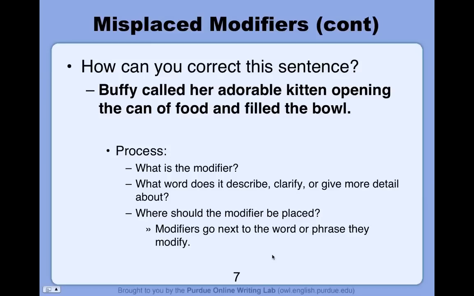Where should the modifier be placed? Typically, modifiers go next to the word or phrase they modify. So think about this sentence. Buffy called her adorable kitten, opening the can of food and filled the bowl. Since the modifying phrase, opening the can of food, is right next to the kitten, the way that sentence is written, it looks like the kitten is opening the can of food.